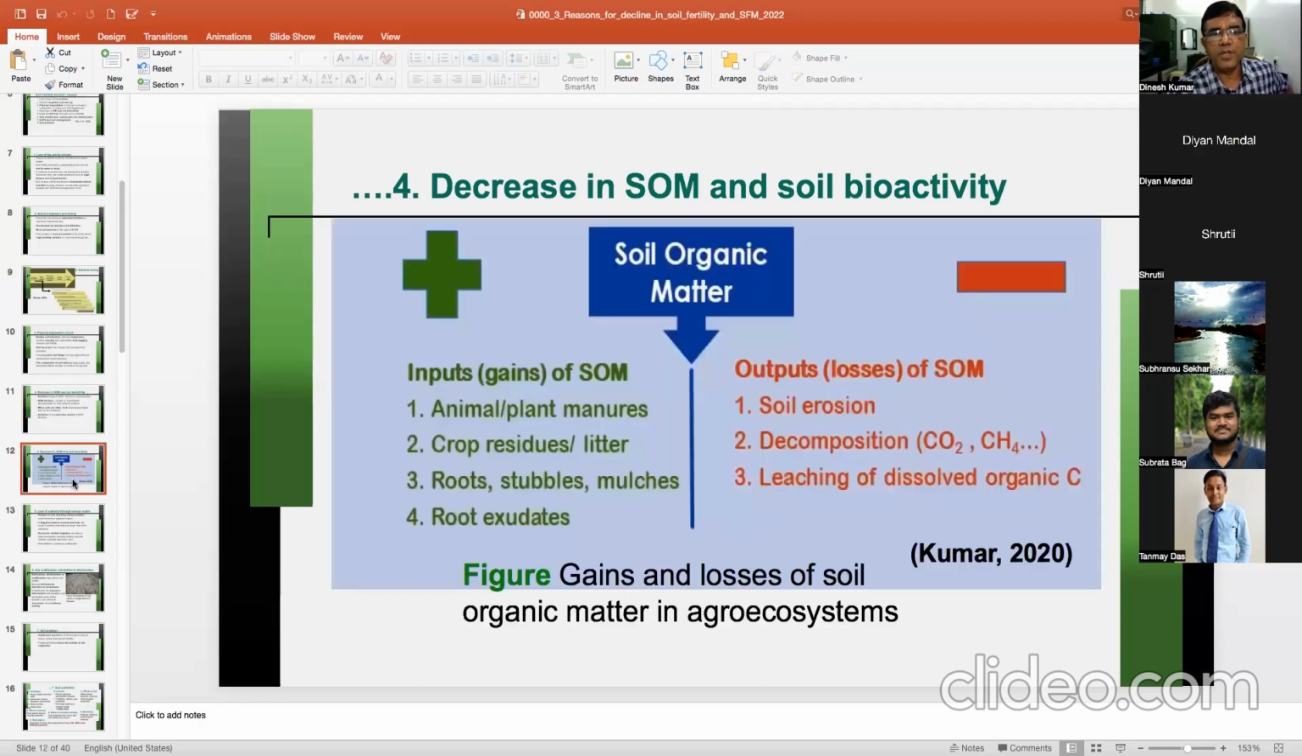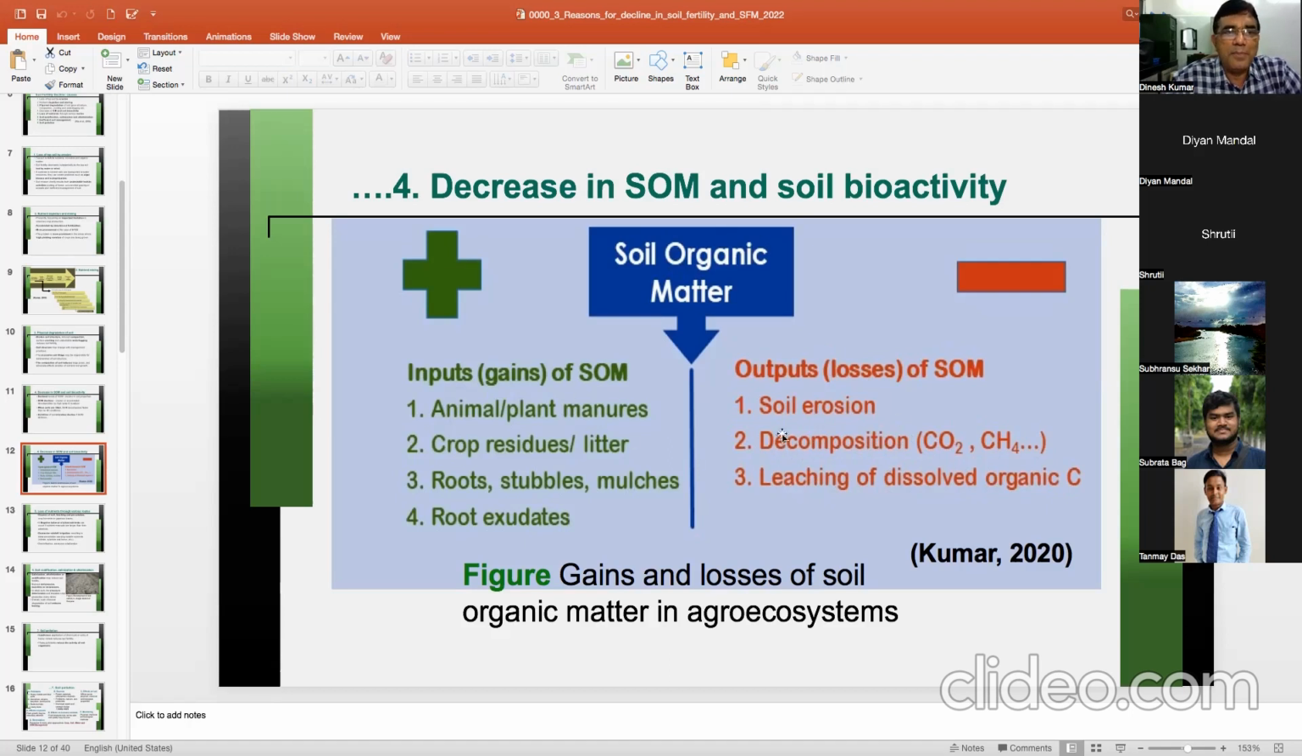Now you can see the inputs and outputs. Inputs are with plus sign and output is with minus sign. So inputs can be animal and plant manures, crop residues, litter, roots, stubbles, mulches, and root exudates. So these are the sources of organic matter in soil. And outputs, these losses, how are they lost? Soil erosion is the major loss mechanism of organic matter. Decomposition, of course, if organic matter is there, it will decompose. And the speed of decomposition may vary from one climate to another climate and conditions. And leaching of dissolved organic carbon. So these are the means by which we lose organic matter.